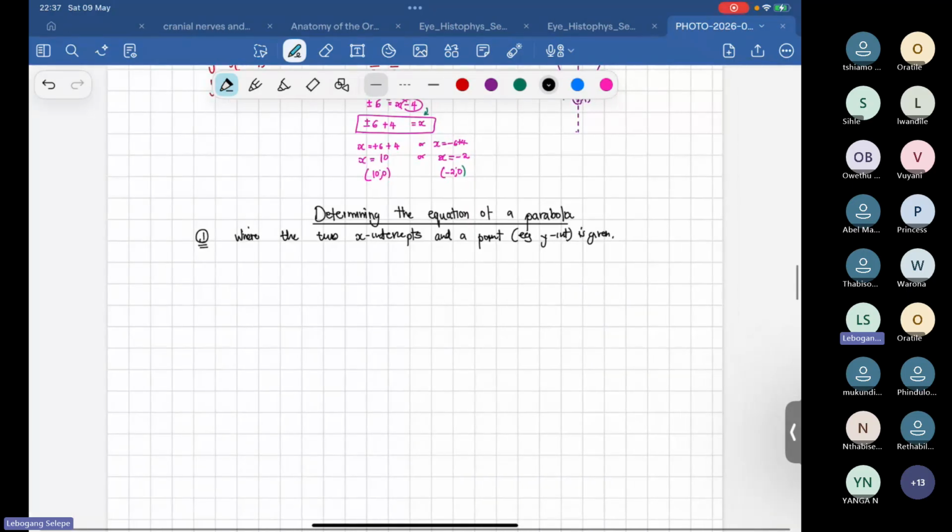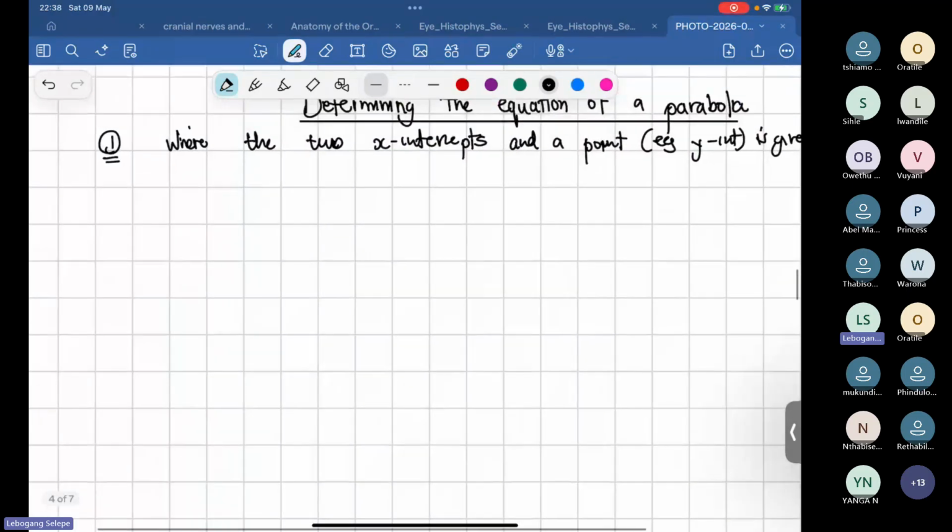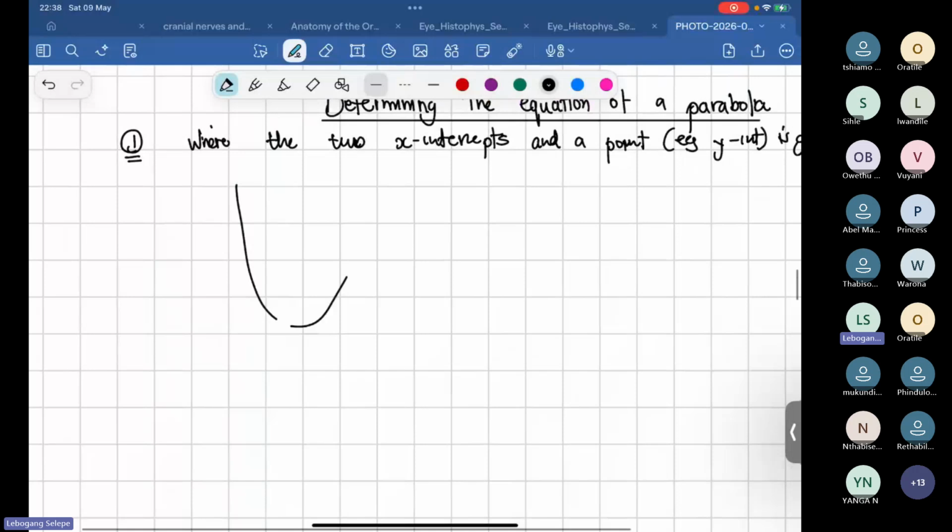Okay, we can use the ones that we did above. So let's say, for example, I give you this parabola of mine.